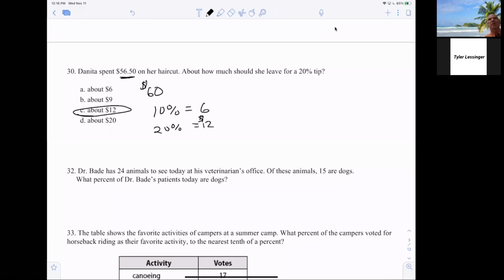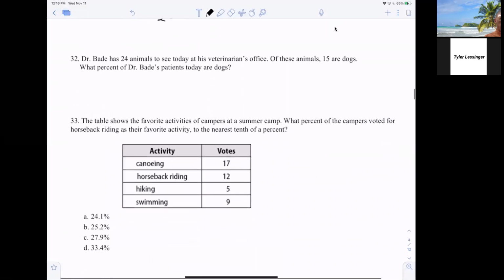Well, just because it's easy. When you leave a tip, you don't give the person cents. You know what I'm saying? Like you don't say, oh, here's exactly 20%. It's always, tips are usually rounded. Okay, 32.